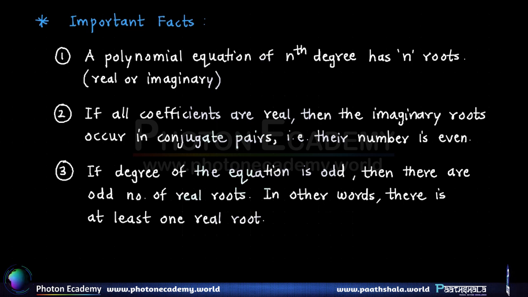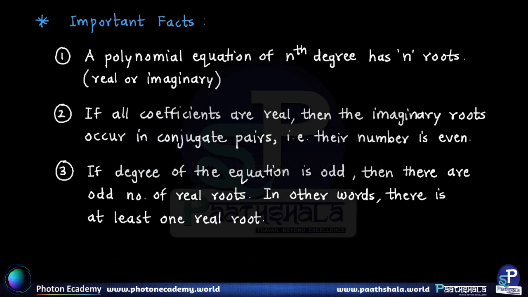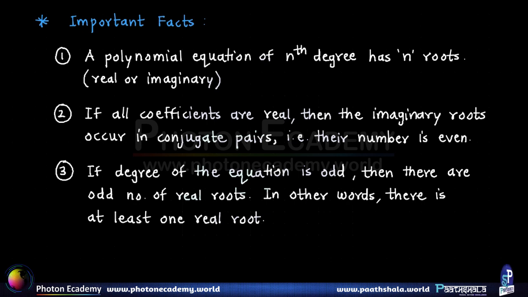Now let us see a couple of important facts about these polynomial equations in general, that is not only applicable to quadratic equations but any polynomial equation. So the first one is a polynomial equation of nth degree has n roots, which may be real or imaginary. This is an important consequence of the fundamental theorem of algebra, that is an equation of nth degree has at least one complex root. So it follows that there are n complex roots in all, out of which some might be purely real and the rest might be imaginary.